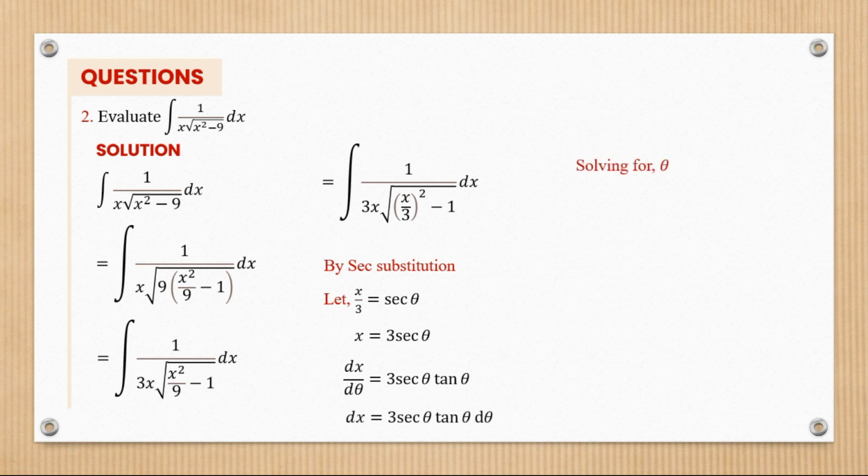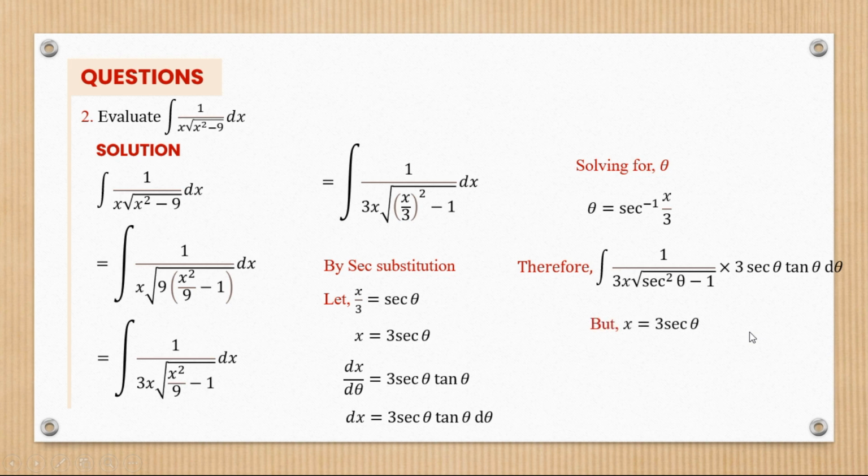And then if I'm to solve for theta from right here, I can actually see that theta shall be equal to sec inverse of x over 3. So put everything back into the integral right here, and I'll have 3x into sec squared theta minus 1 times 3 sec theta tan theta d theta. But remember that x was actually represented as 3 sec theta, so that's what I'm going to substitute right there.